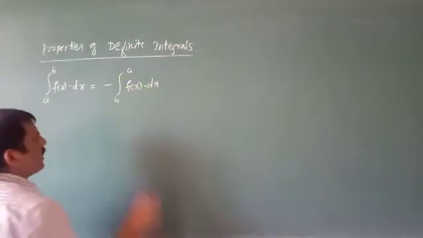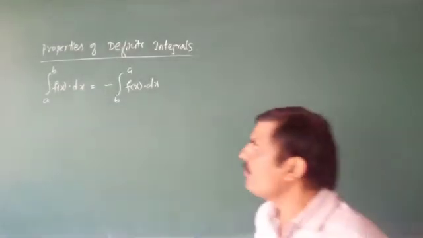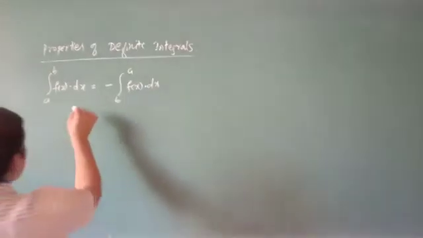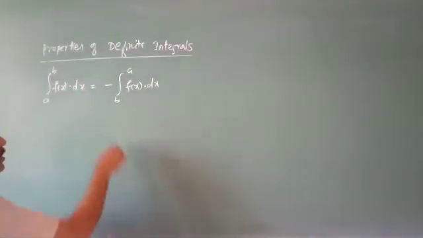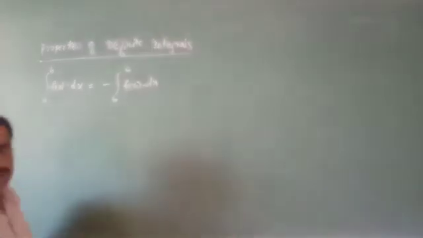x. The integral from a to b of f of x with respect to x is equal to minus the integral from b to a of f of x with respect to x.